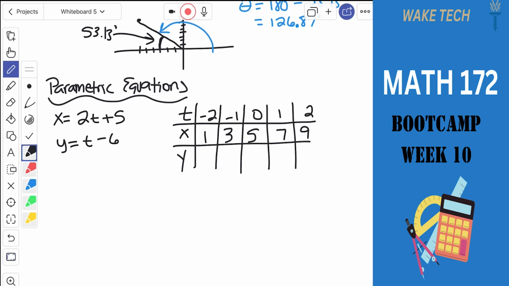Repeat exactly that process to get the y values. -2 minus 6 is -8. -1 minus 6 is -7. 0 minus 6 is -6. And then we get -5 and -4.